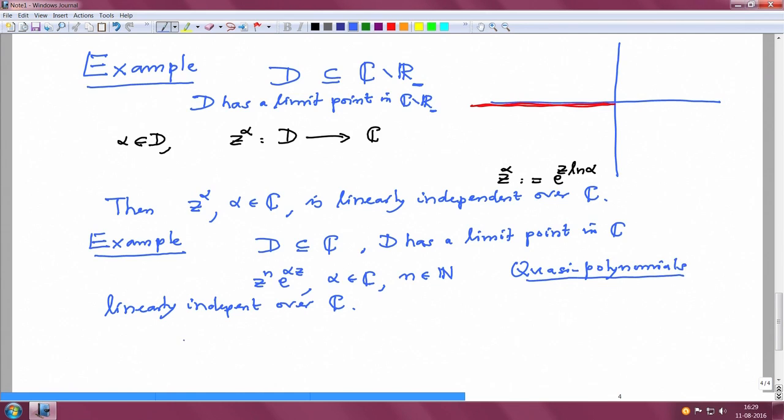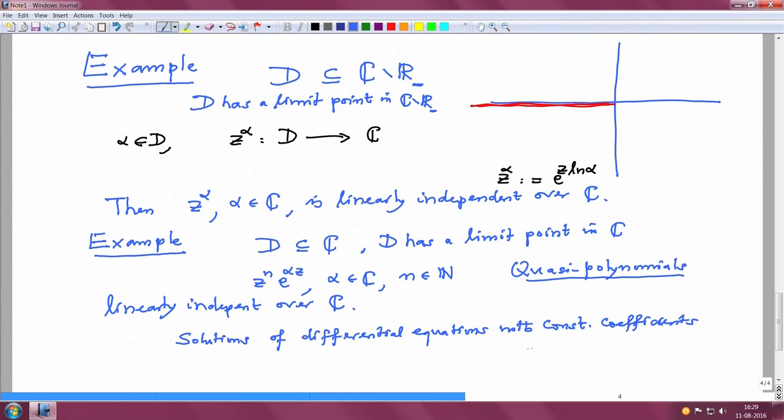They are useful in describing the solutions of the differential equation with constant coefficients. I will not go into this right now.